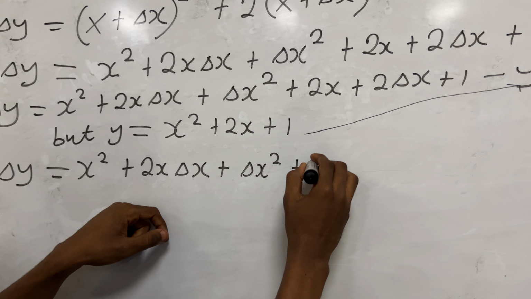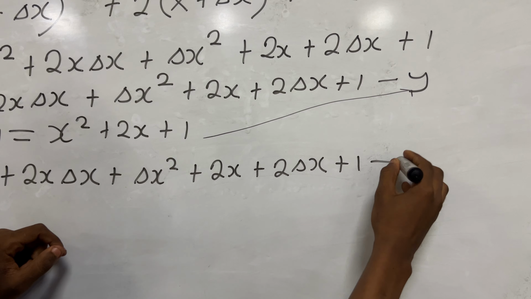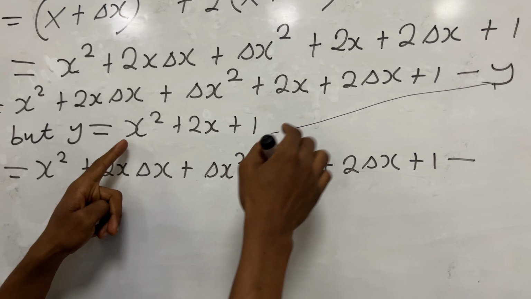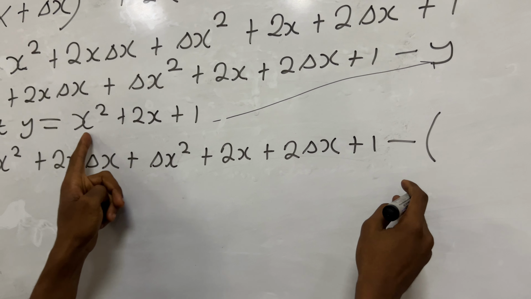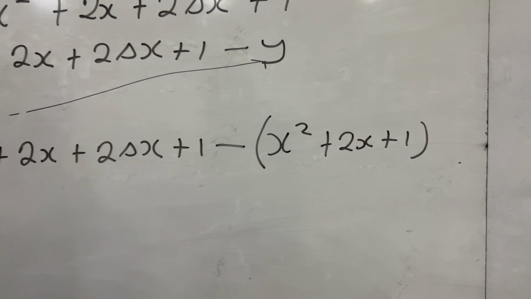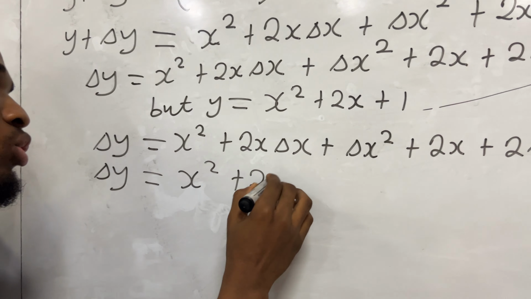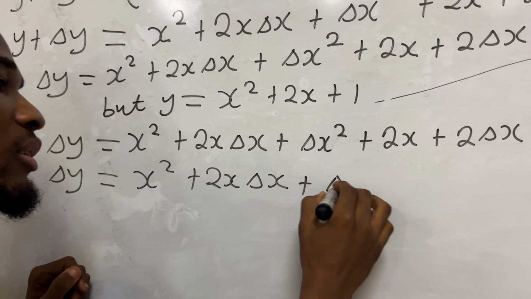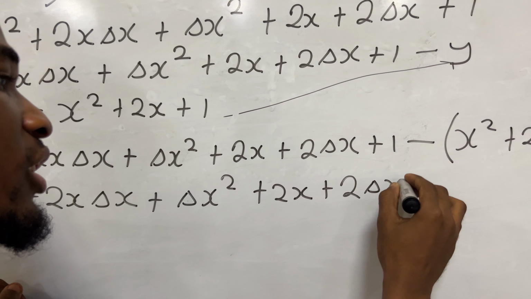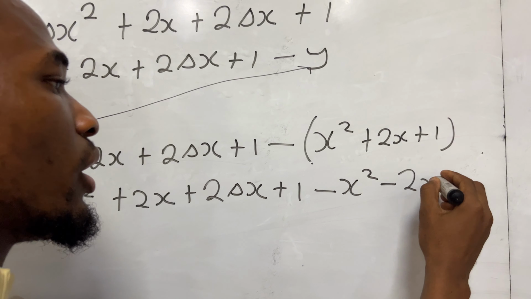x squared plus 2x plus 2 change in x plus 1 minus, now I'll put it in parentheses because y is an expression, you get it. So into the bracket, the whole of y in terms of x is giving me x squared plus 2x plus 1. Then we will simplify. Change in y equals x squared plus 2x change in x plus change in x squared plus 2x plus 2 change in x plus 1 minus, then just expand, x squared minus 2x minus 1.